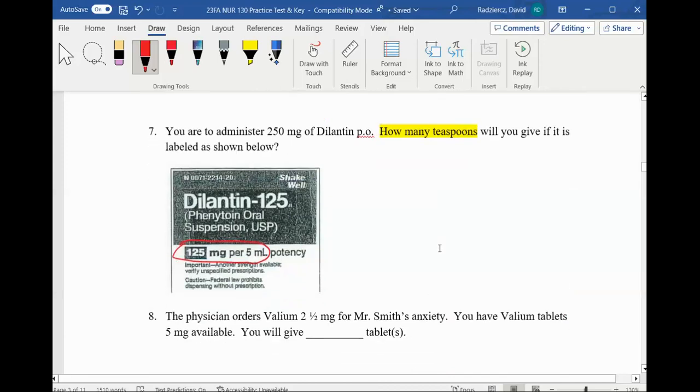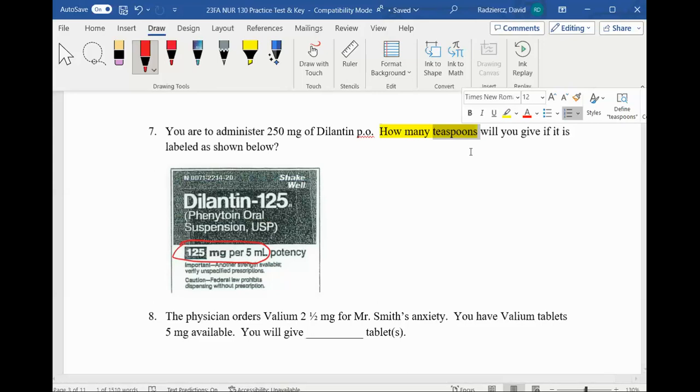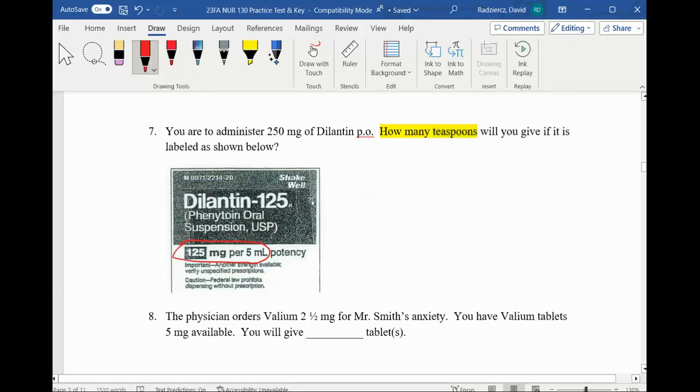For a label problem, remember, all you're doing is looking at your label, making sure you're getting the information you need, and also reading what the question is asking you for. So for this question here, this is Dilantin. The order is 250 milligrams by mouth. It specifically says how many teaspoons, but you might see another version of this question where it says how many milliliters would you give. So how many teaspoons, and what we have available is the 125 milligrams per 5 ml.